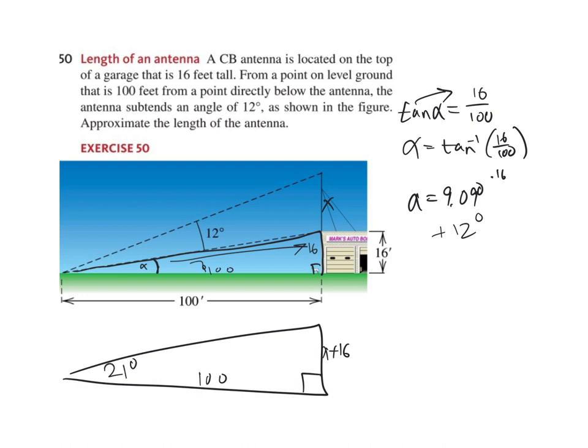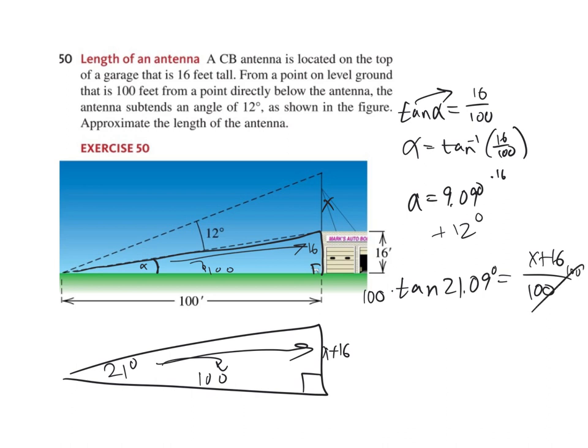So now, how do we get X? So opposite over adjacent. So tangent, we'll keep it as 21.09 degrees for now to keep it a little more accurate. The opposite leg over 100. Multiply both sides by 100 to get X plus 16 by itself. So the tangent of 21.09 times 100 equals 38.567, and this is in feet. So we subtract 16 from it, and that's going to give us the antenna height, minus 16 equals 22. It doesn't say the nearest foot, so 22.6 feet tall.